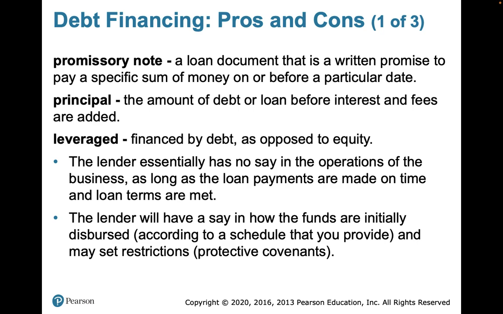In this, the lender actually has no say in the operation of the business. The people who have given you the money have no say in the operation of your business, as long as you keep with the terms and agreement, as long as the loan payments are made on time and loan terms are met. Then the lender will have a say in how the funds are initially disbursed. That is a disadvantage. They are the ones that will determine how it's convenient for them to disburse it to you, and may set restrictions.